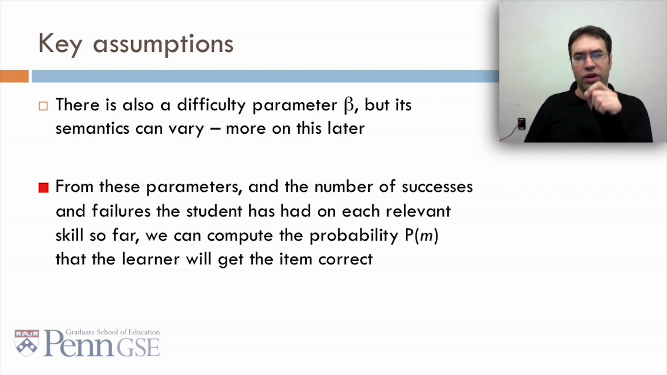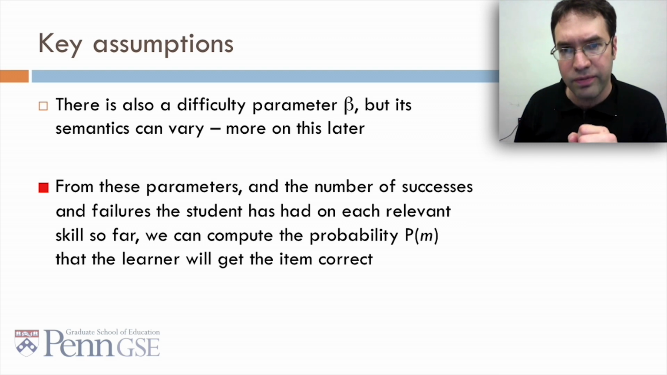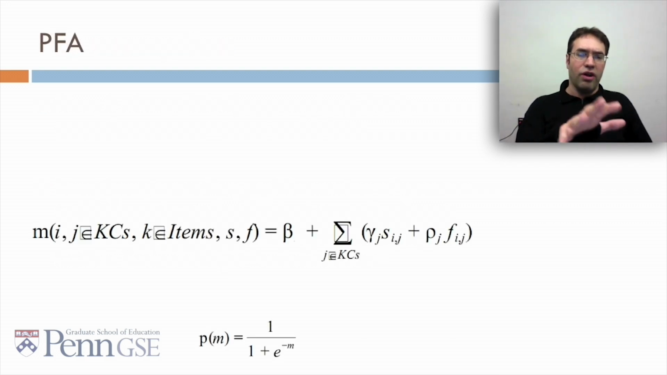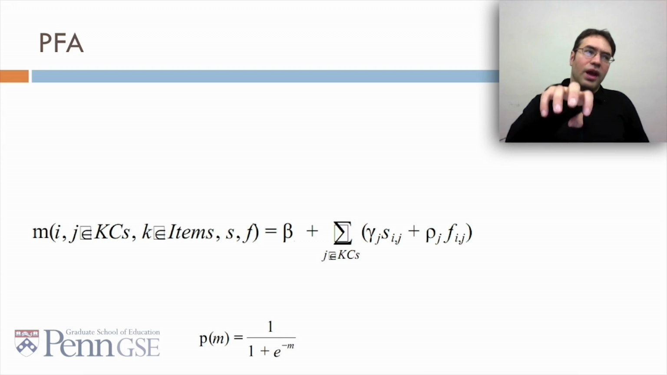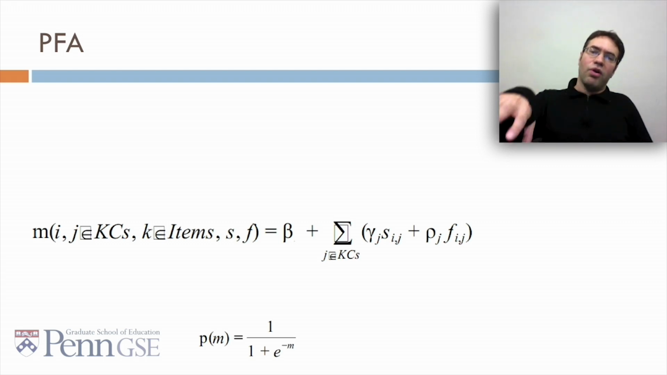From these parameters and the number of successes and failures the student has had on each relevant skill so far, we can compute the probability, P of m, that the learner will get the item correct. So PFA can be expressed mathematically as follows. First you compute m. M is a function of beta, the difficulty, and the sum of the number of successes and failures with their weight parameters, gamma and rho, that students have had on every relevant skill in the problem. You take that m and then you put it through an exponential function.